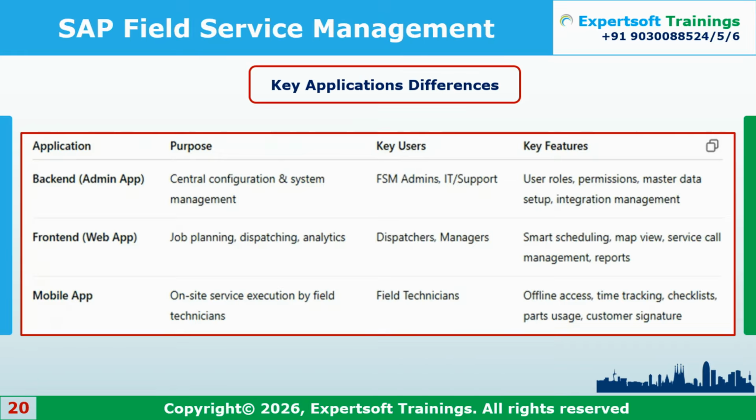Now the difference between these three: backend is for central configurations and system management. Front end is for job planning, dispatching, and analytics, and mobile is for on-site service.